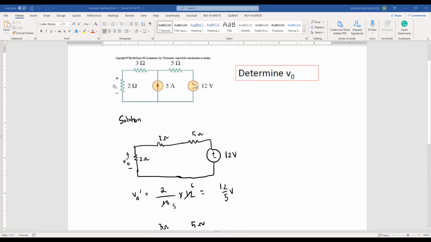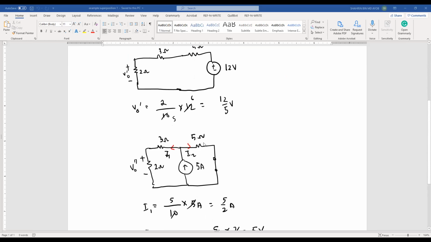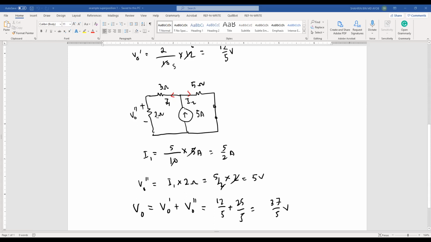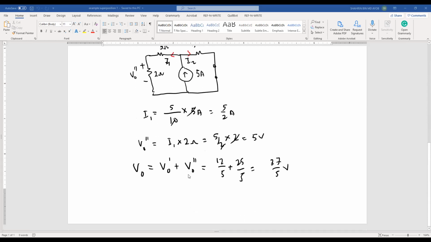Okay, and next we turn off this voltage source. When we turn off the voltage source, it becomes short circuit. So the circuit will become like this, and this is VO double prime, meaning this is the voltage drop due to this 5 amperes. As you can see right now, you can use the current division technique to obtain I1. So I1 is equal to 5 over 2 amperes. After you obtain I1, you can just multiply with the resistor 2 ohms to get the voltage drop. So the voltage drop here is 5 volt. So the total voltage due to both the voltage and current source is the summation: 12 over 5 plus 25 over 5, which is 37 over 5 volt.